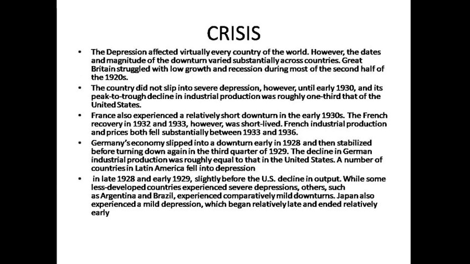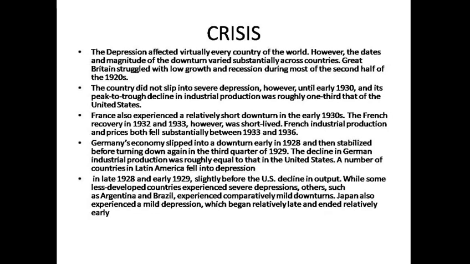How did this crisis happen? The Great Depression was seen across various scenarios around the world, and its magnitude across the world caused great struggle. Great Britain struggled with a low-grade growth rate during the half of the 1920s, and the country slipped into a severe depression until the 1930s, with a damaging decline in industrial production.